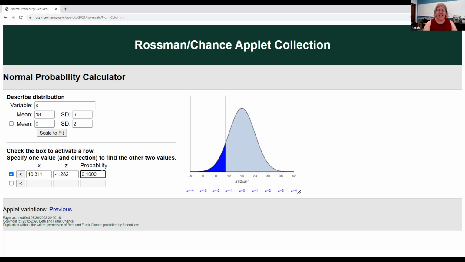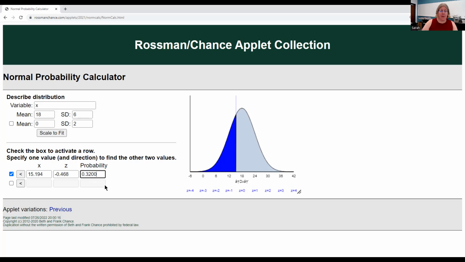All right, the next one, we're looking for the lower 32%. So I'll change that probability to be 32 and push enter. So now I have a cutoff value of 15.194. And this one's also going to be the same thing as being in the 32nd percentile. That means 32% of those scores are below 15.194.